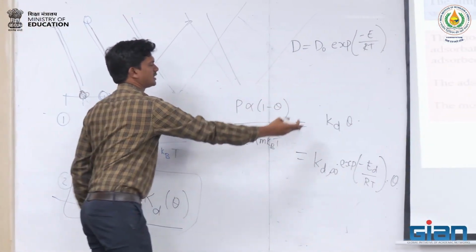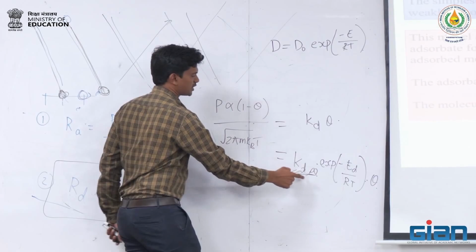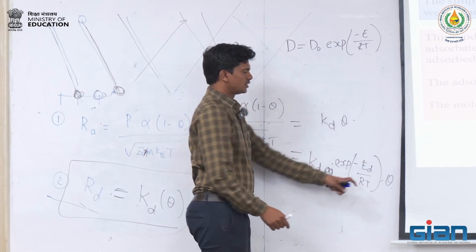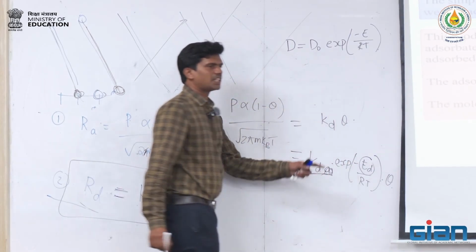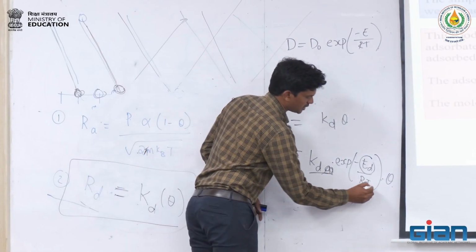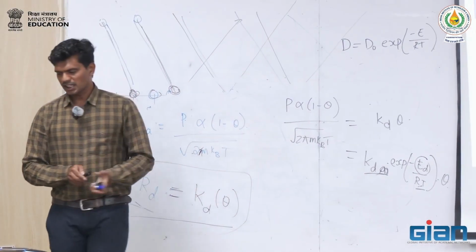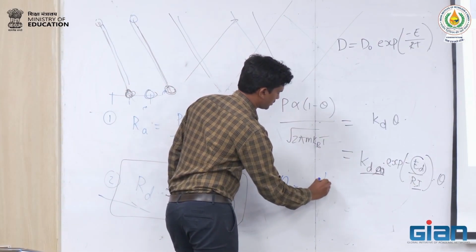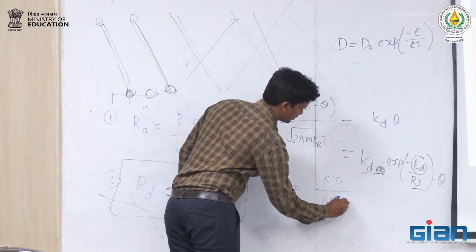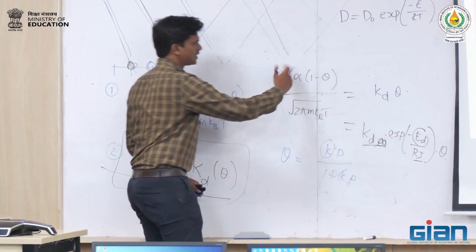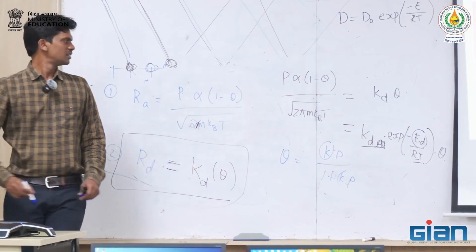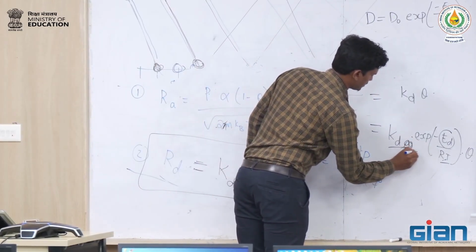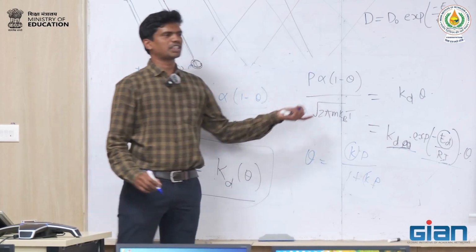Something like this. On similar lines, k_d you can write; this is the rate of desorption that corresponds to the infinite temperature, exponential of minus E_d. So this is the activation energy for desorption, that is equivalent to the heat of desorption, RT times theta. So we just rearrange this, and what you get is something like this: theta is equivalent to Kp over 1 plus Kp, where K is a constant which will take care of all the terms available here. Everything will go into the K.